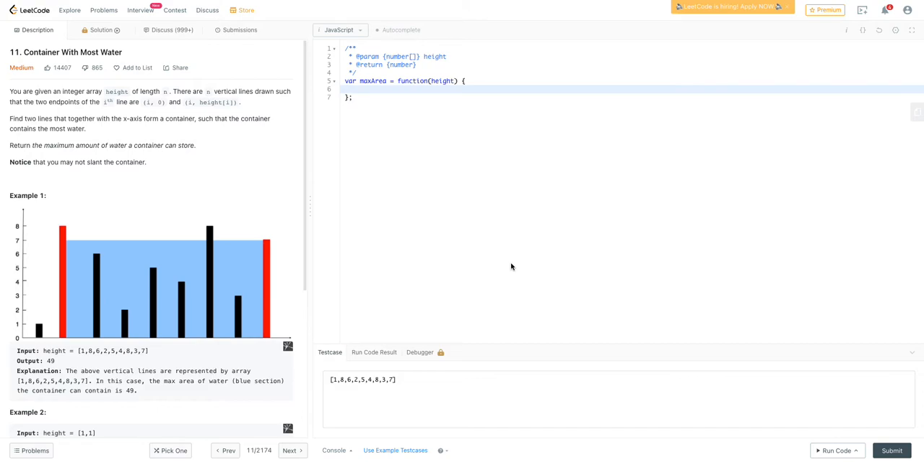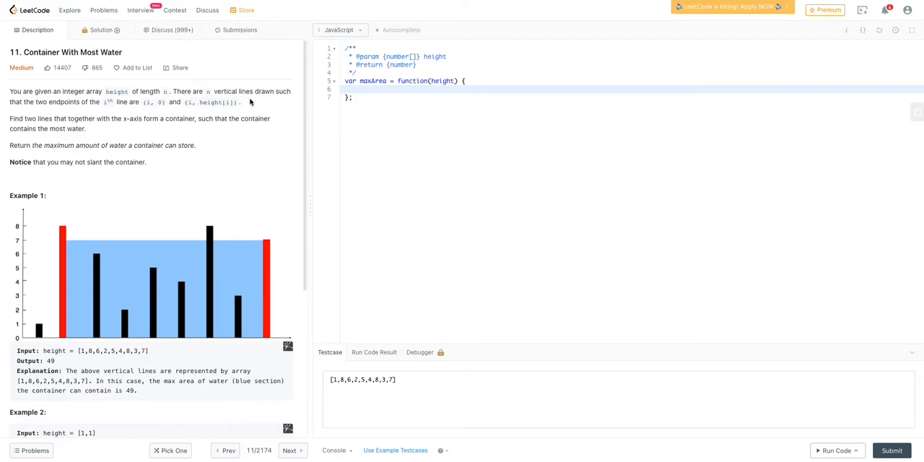Hi guys, so today we will be doing the Leetcode problem, container with most water. This is problem number 11 in Leetcode. So the question says you're given an integer array, height of length n.